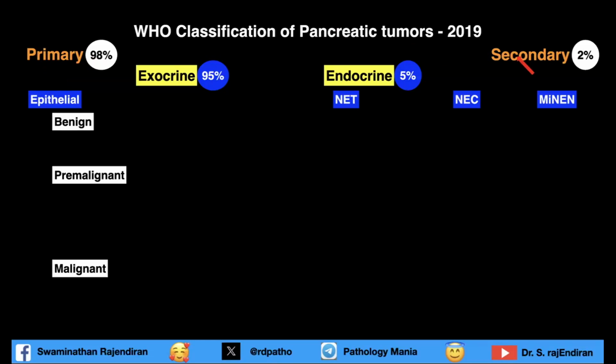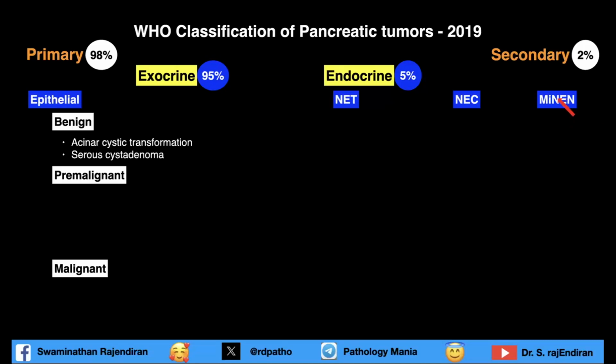is totally different. When it is a primary tumor in the pancreas, the exocrine tumors produce 95% of the pancreatic lesions, whereas endocrine tumors are only 5%. That you have to understand. In the exocrine pancreas, it's epithelial, and it comes in benign, pre-malignant, and malignant lesions. In the endocrine, it is neuroendocrine tumor, neuroendocrine carcinoma, and mixed neuroendocrine, non-neuroendocrine carcinoma tumors.